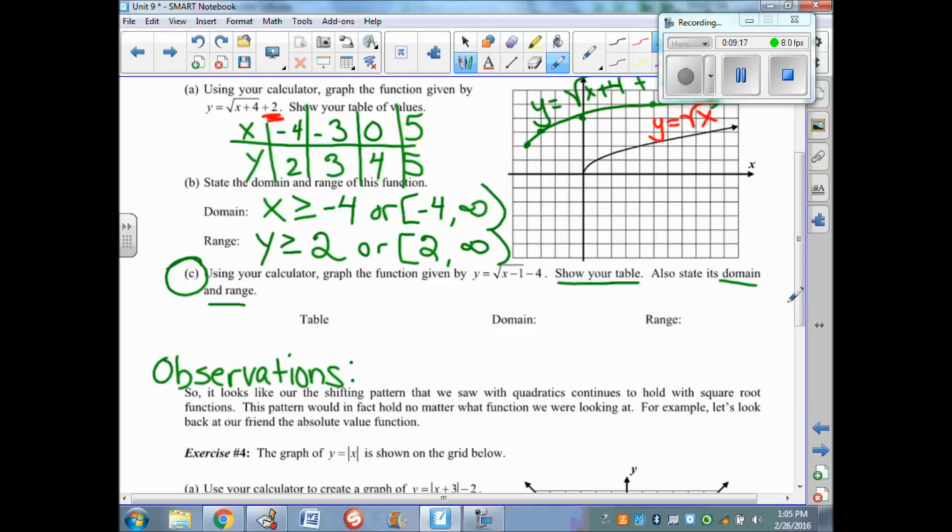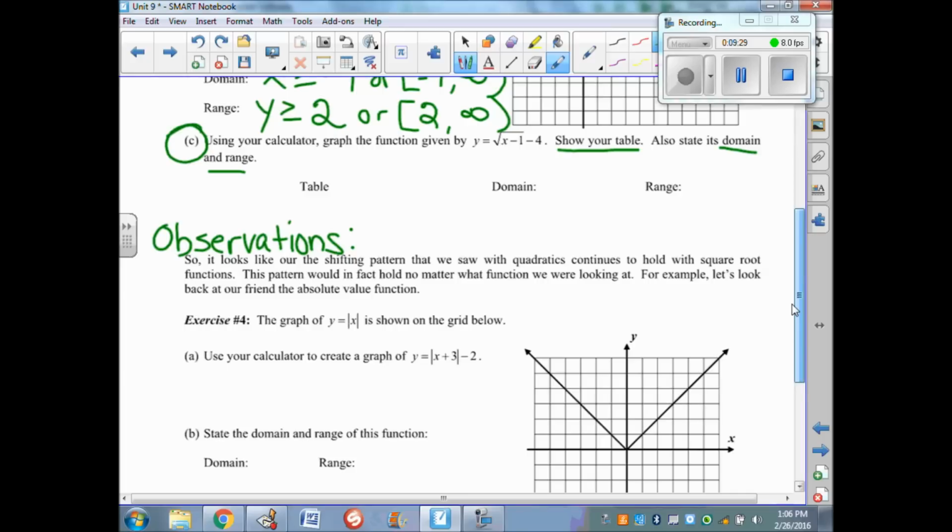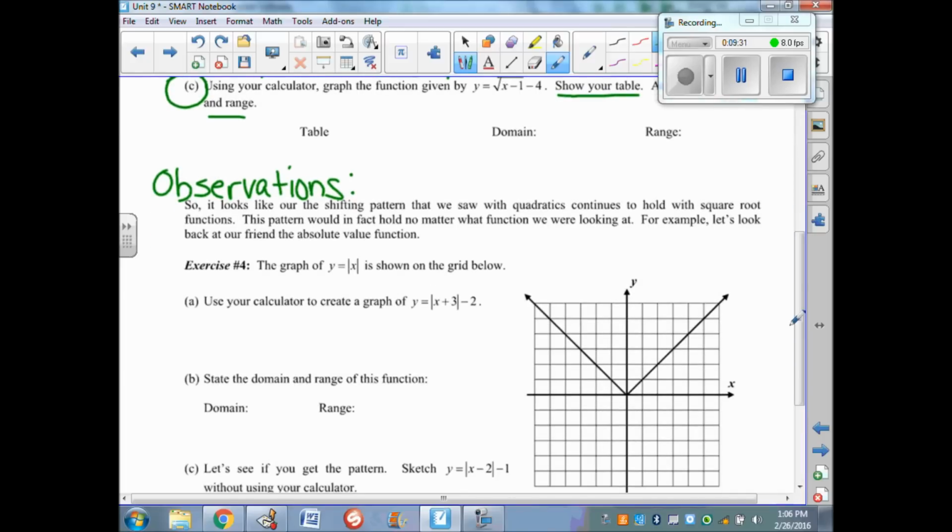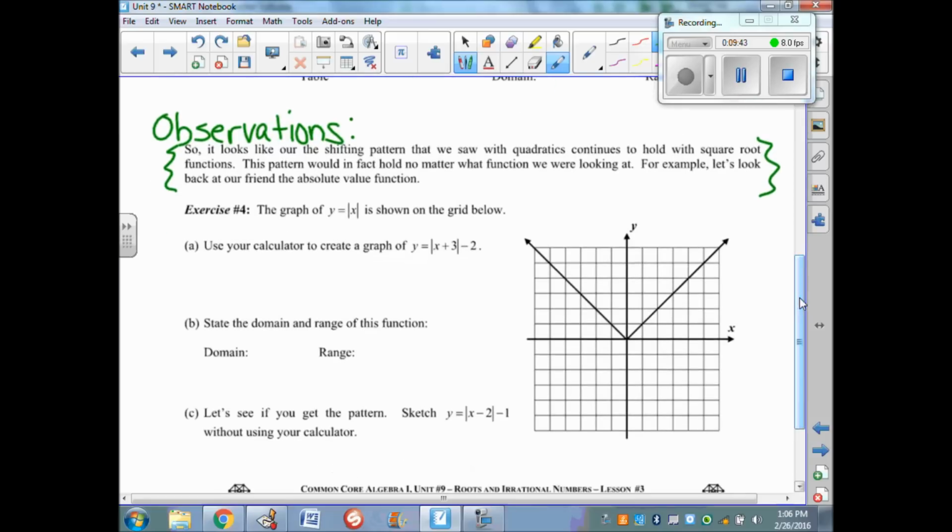What observations are you making? Meaning, look at your graph, look at your tables, look at where it starts, look at the domain, look at the range. What kind of observations? So can you put down? It does talk a little bit about it there, but I want you to put it in your own words.